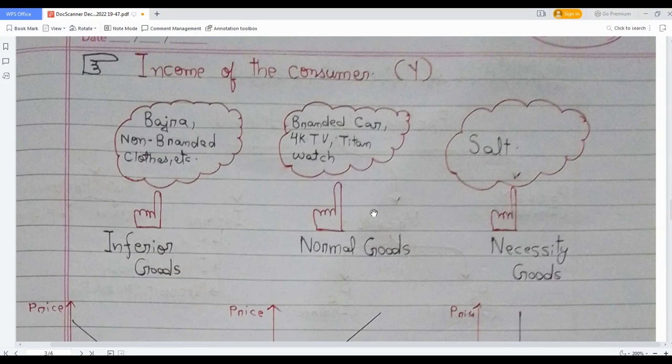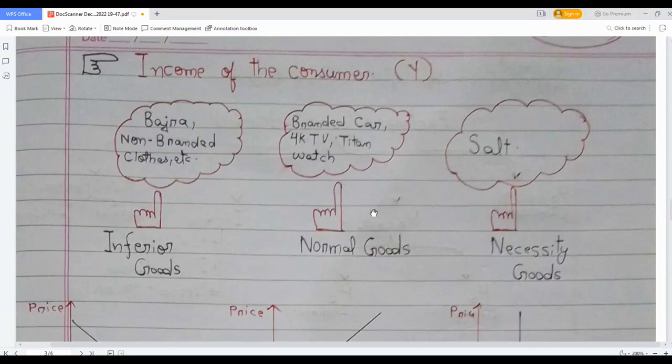Next, factors that affect the demand of a consumer. The next factor is income of the consumer. Income of the consumer generally affects three kinds of commodities. The commodities are divided in three categories, which are inferior goods, normal goods, and necessary goods. Now, what are inferior goods?